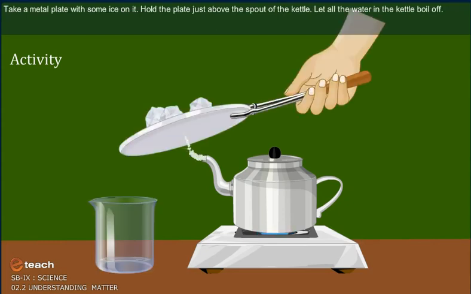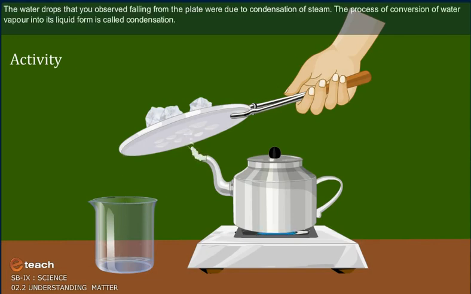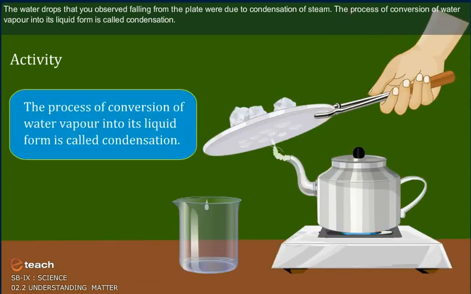Take a metal plate with some ice on it. Hold the plate just above the spout of the kettle. Let all the water in the kettle boil off. When the steam comes in contact with the metal plate cooled with ice, it condenses and forms liquid water. The water drops that you observe falling from the plate were due to condensation of steam. The process of conversion of water vapor into its liquid form is called condensation.